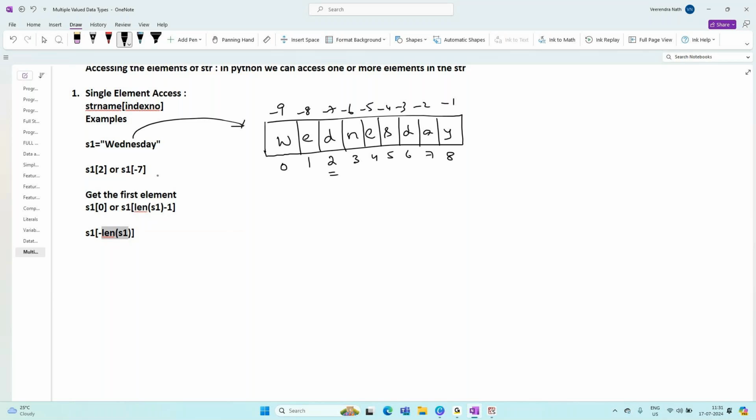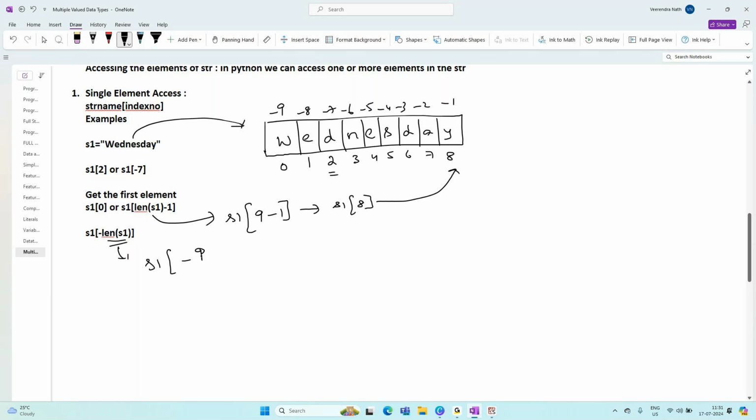Okay. So now, for example, this one. What happens in the background? S1 of len of S1 means what will you get? You will get 9. 9 minus 1. What is 9 minus 1? S1 of 8. Done. Substitution will happen in the background. You don't have to worry. Right? So now what happened in this case? S1 of minus of len of S1 is what? Len of S1 is what? 9. Minus 9. What is minus 9? S1 of minus 9 is what? W. Got it?